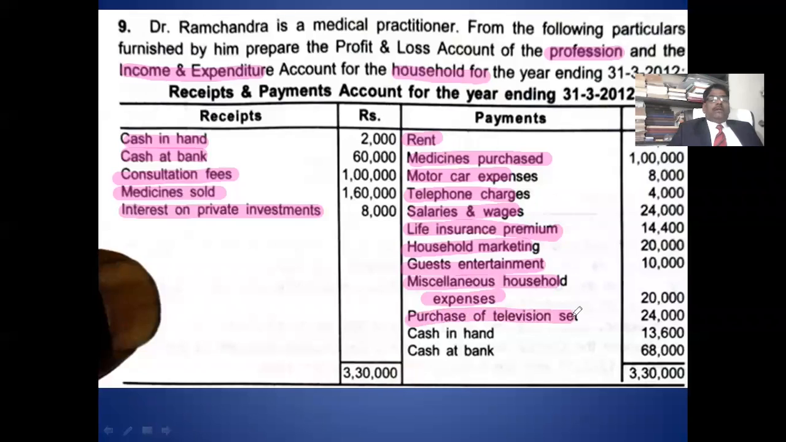Purchase of television set is an asset. It goes to the balance sheet. It is not a revenue item. It is a capital item, so it goes to the balance sheet. Cash in hand and cash at bank are assets, and go to the balance sheet. Now you see the adjustments. What are the adjustments?